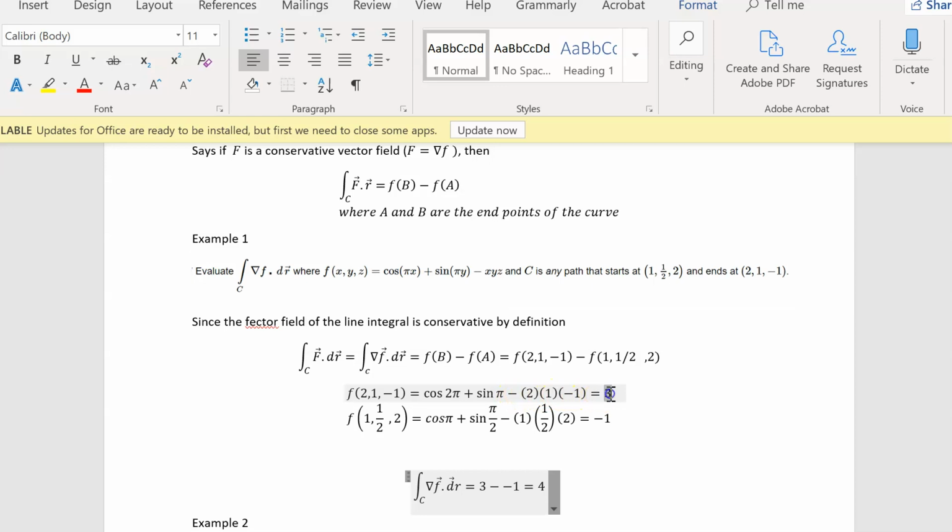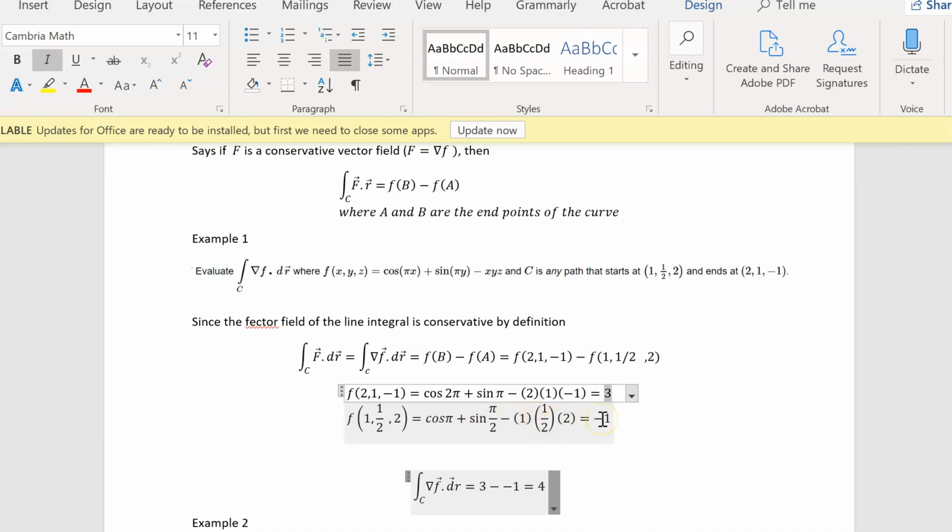So that is 3. Similarly, you can evaluate it at the starting point by plugging in x equals 1, y equals 1/2, and z equals 2. So x equals 1 gives cosine pi, plus y equals 1/2 gives sine pi over 2, minus xyz, the product, which is 1 times 1/2 times 2, which is 1. So minus 1. So you get negative 1 plus 1, which is 0, and then you end up with negative 1.